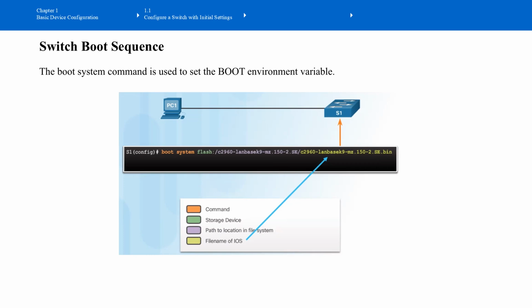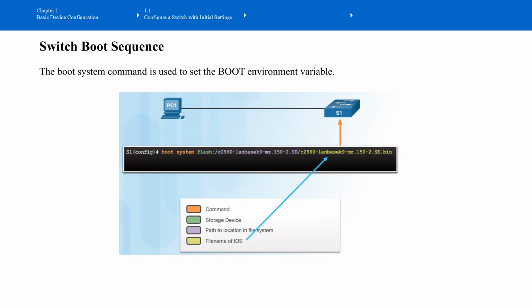So here, in this picture, the boot system command is used to set a boot environment variable. As you can see, the system is in the global configuration mode. Switch1 followed by (config) indicates we are in global configuration mode. And we enter this command called boot system, where we're going to get it from flash, followed by a series of directories.